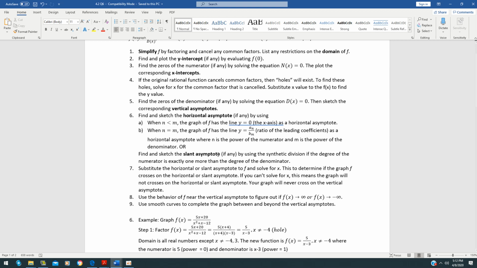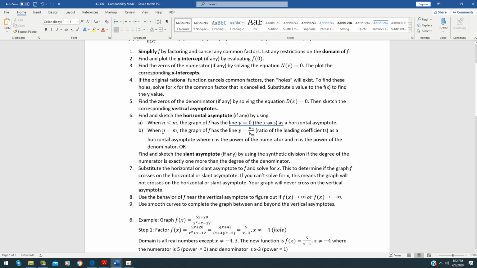asymptote. Sometimes we call it an oblique asymptote. In order to find the horizontal asymptote, you have to look at your n and m. Don't forget, n is the power of the numerator and m is the power of the denominator. If n is less than m, so the power of the numerator is less than the power of the denominator, then you have a horizontal asymptote of y equals 0, which means your horizontal asymptote will be on your x-axis.